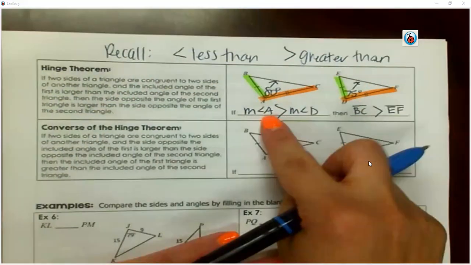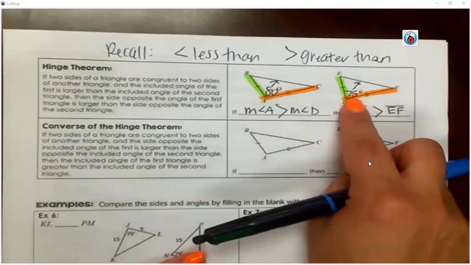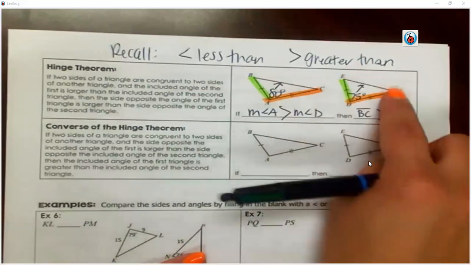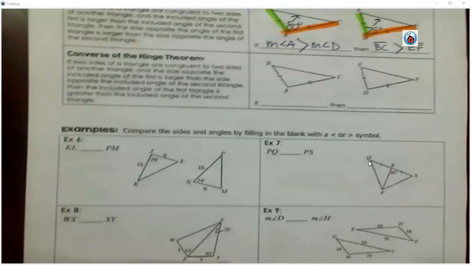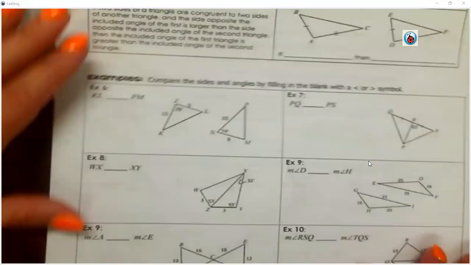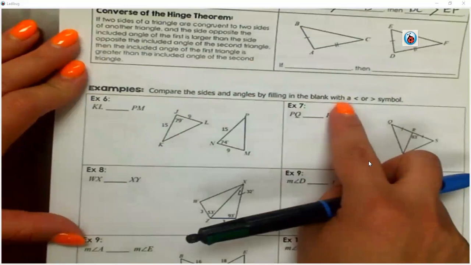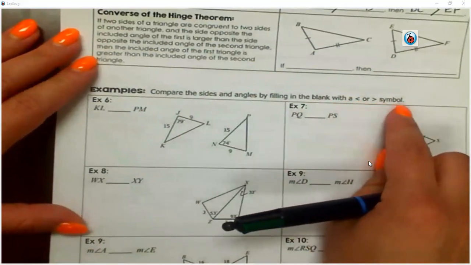So that's what this statement is saying. If this angle is larger than this angle, then this side has to be larger than this side. So let's practice this in examples 6, 7, and 8. We're going to compare the sides by filling in the blank with a less than or a greater than symbol.